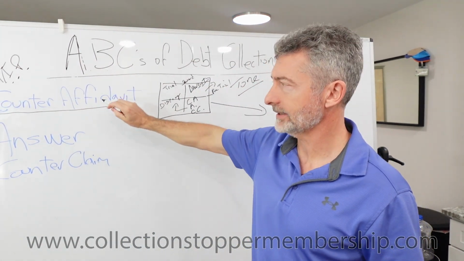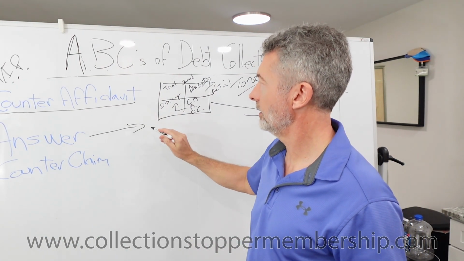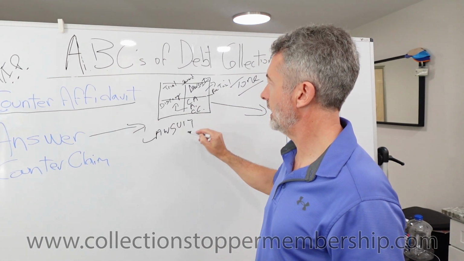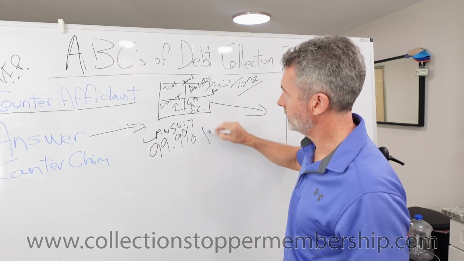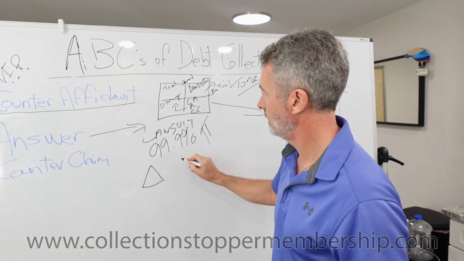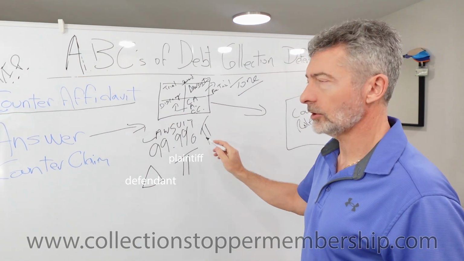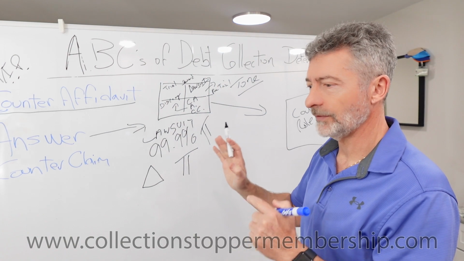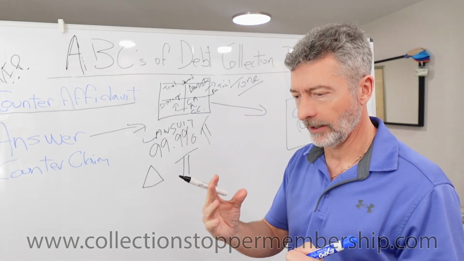Your answer reflects the counter affidavit, and you will be going against their lawsuit, which is 99.9% total crap from the plaintiff. You're the D, you're going against the plaintiff. A collection lawsuit is total crap. It rarely conforms to facts and laws and the documents that they support their lawsuit with.